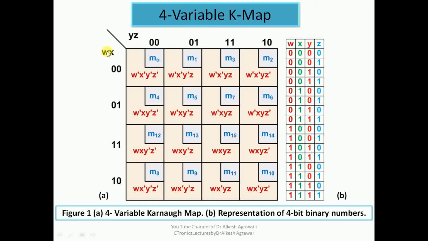Here we see two variables w, x, and here we have two other variables y, z. Since these are two variables, we have four combinations. First we have to understand that these variables are in gray code. Similarly, the yz variables depicted here are also in gray code. Here wx goes from 0 0 to 0 1. Now from 0 1 it is not 1 0, but 1 1, and from 1 1 it is 1 0.